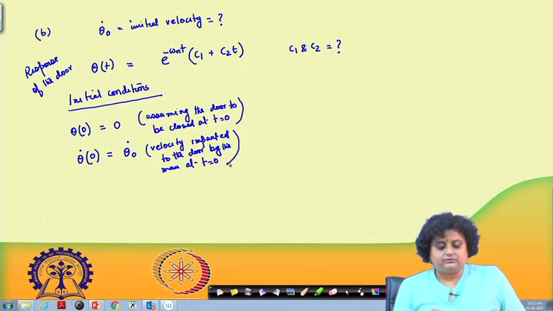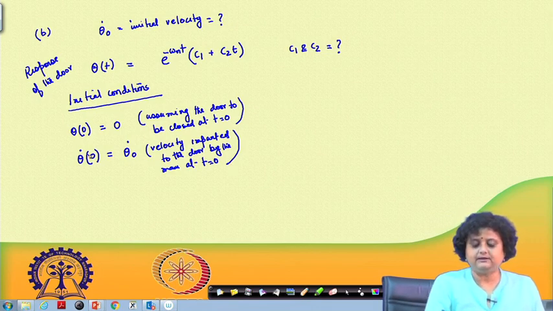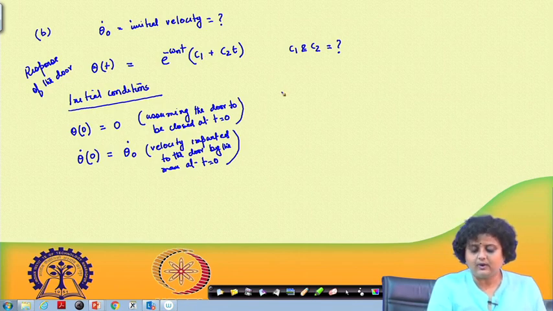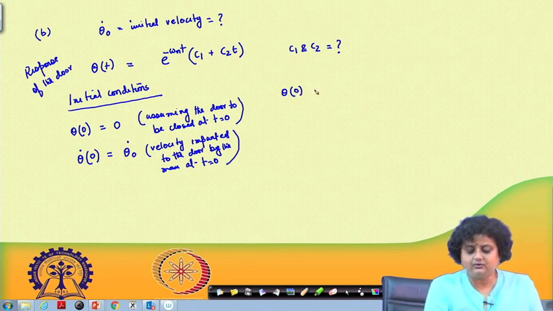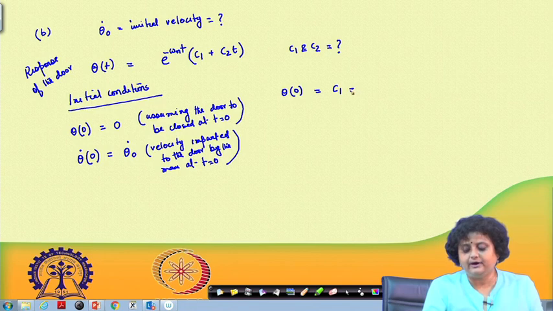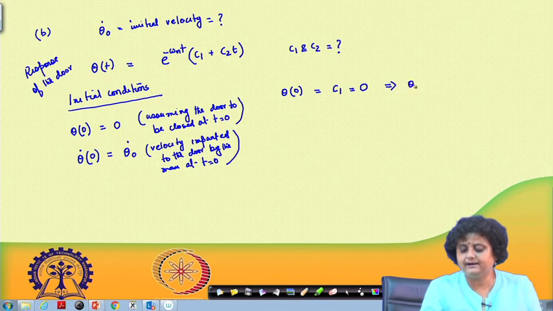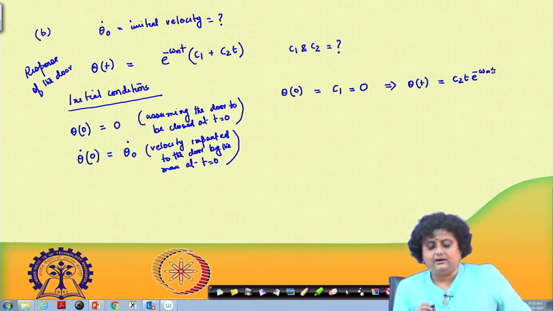If this is the case, let us plug this initial condition into this equation. What is theta 0? Theta 0 is going to be e to the power 0, that is 1, and then I have C1. So, theta 0 is 0 and therefore, C1 is equal to 0. So, my response can be simplified as theta t equals C2 t into e to the power minus omega n t. So, this is my response.